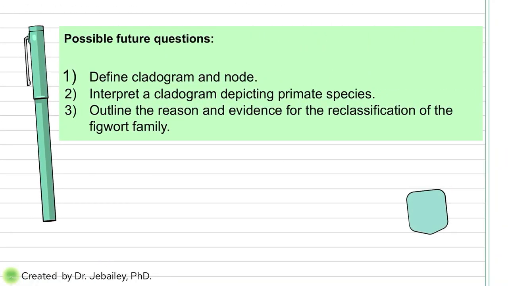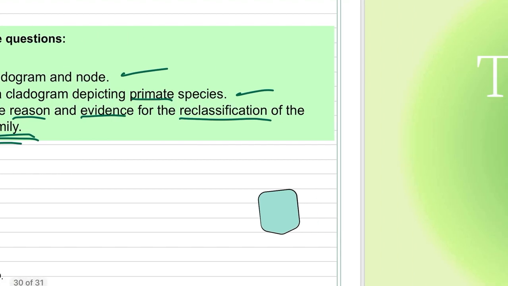And here are some extra things they might ask about: defining cladogram and node, or they will give you another cladogram and you have to find the information, such as the primate ones, like humans with other monkeys and gorillas. One of the things is application, but I haven't seen a question like this in the test yet: the reason and the evidence for the reclassification of the figwort family. You have to know this information, so it's in my video. You really have to know how they reclassified the cladogram. And again, it's all about technology and DNA. And this is pretty much it.